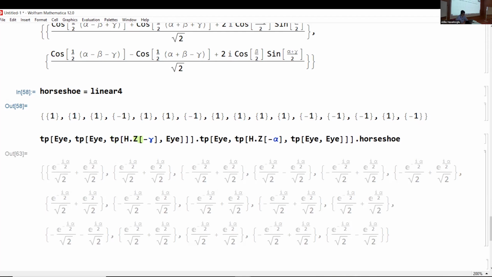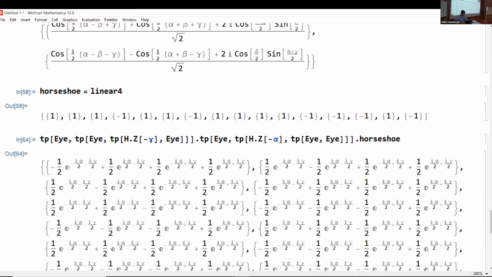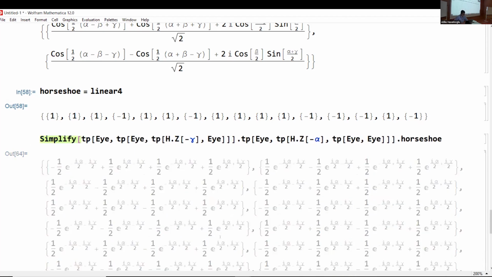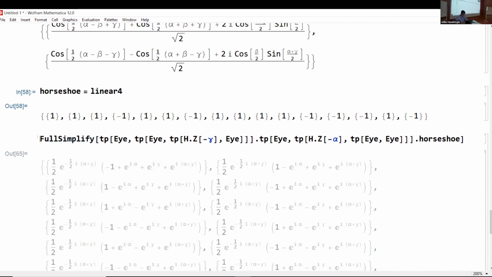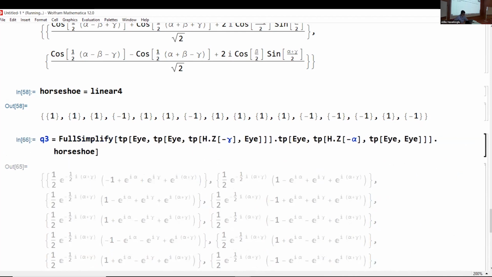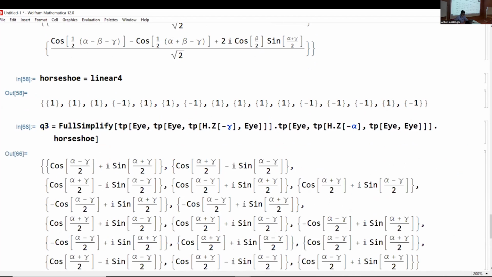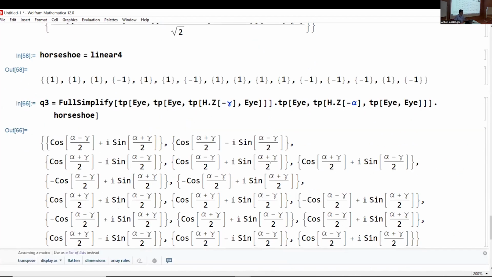It will act on the third qubit, number 3. Okay, I simplify this. Try to simplify further. Alright, so this is my state.